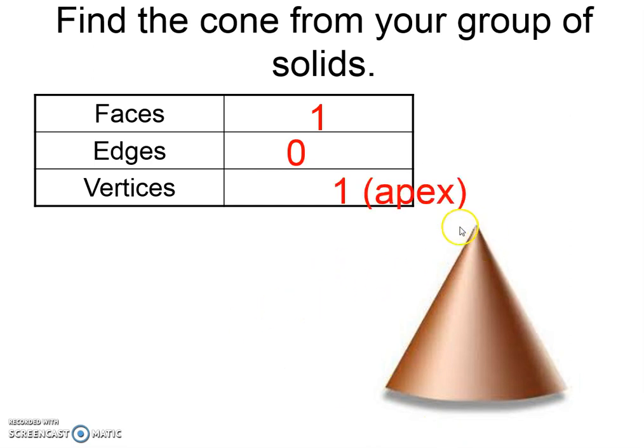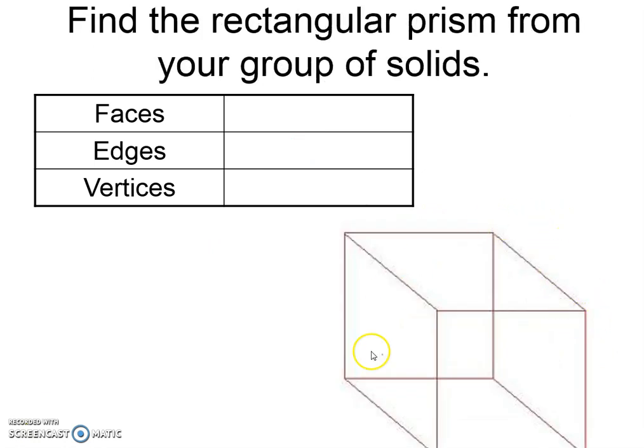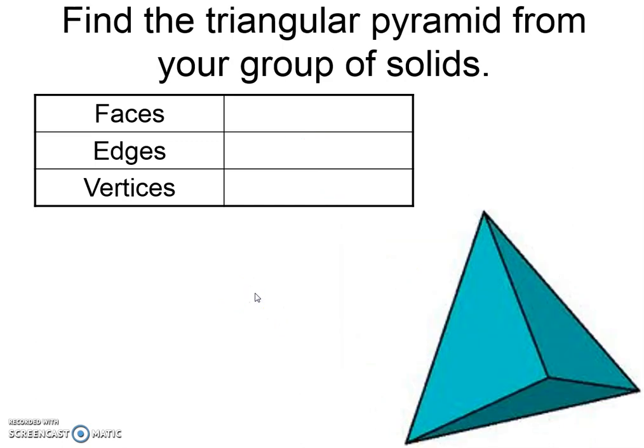And there's sometimes arguments between mathematicians. We're going to say it has 1 vertex. Sometimes they call it an apex. On the cube, we have 6 faces. So actually, this is a rectangular prism because it is stretched out a little longer than the cube. But the number of faces, edges, and vertices are going to be the same. The only thing that changes is we stretch these sides out from squares to rectangles.